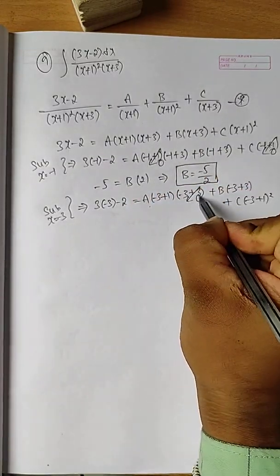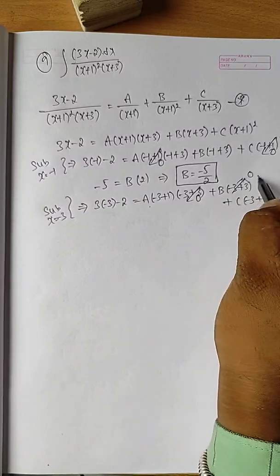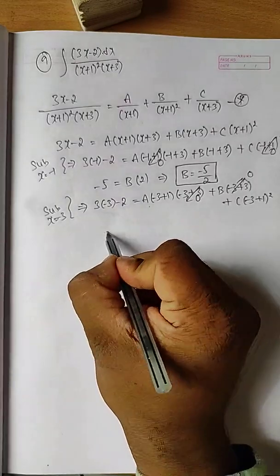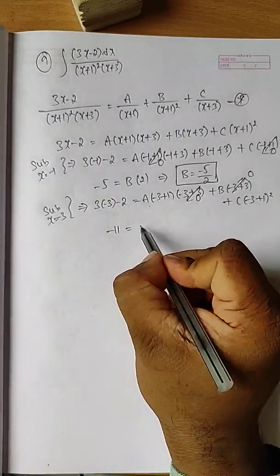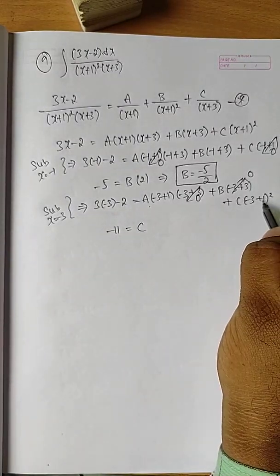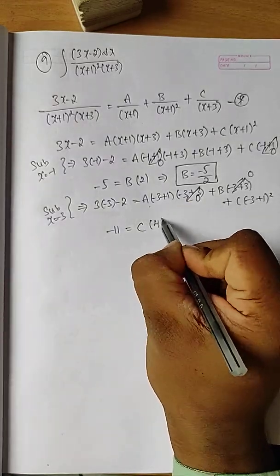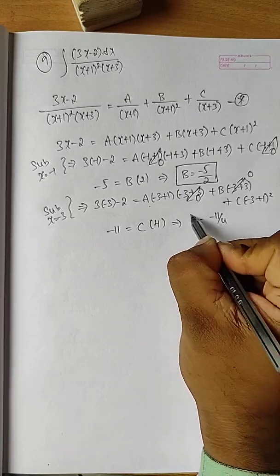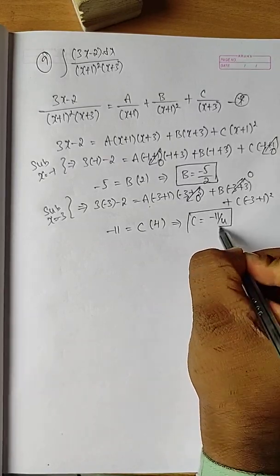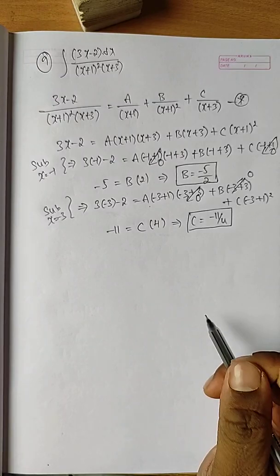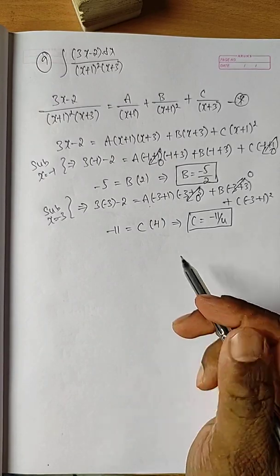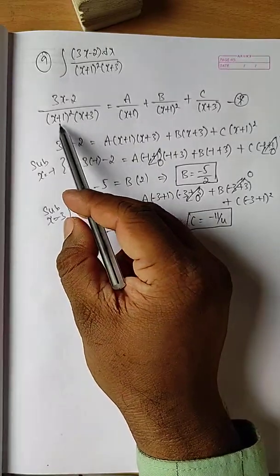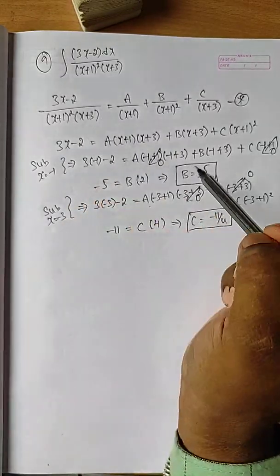Minus 3 plus 3 is 0, 0 and anything is 0. 3 into minus 3 is minus 9, minus 9 minus 2 is minus 11. So c into minus 3 plus 1 is minus 2 whole square. What is minus 2 whole square? It is 4. So c is minus 11 by 4. Now we get b and c. So see here, x is equal to minus 1 and x is equal to minus 3, we get b and c.